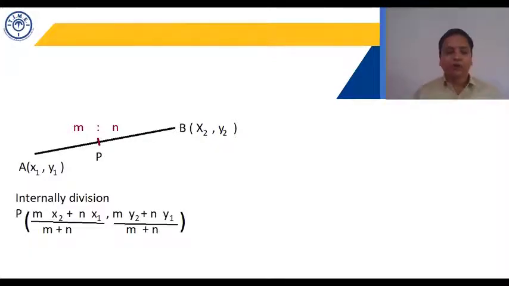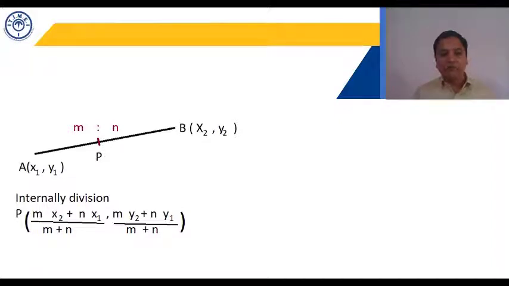How do we find coordinate of P? It's m into x2, that means ratio multiplied by the coordinate at the other side, m into x2 plus n into x1 upon sum of the ratio m plus n. So we get x coordinate of P. Then m into y2 plus n into y1 upon m plus n. Then we get the y coordinate of P. So it's an internal division because point P lies inside A and B.